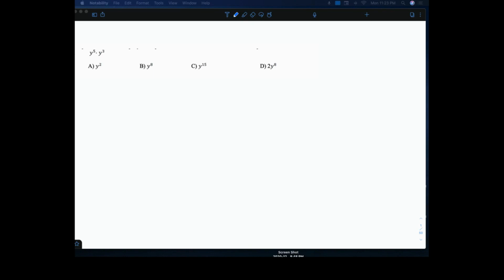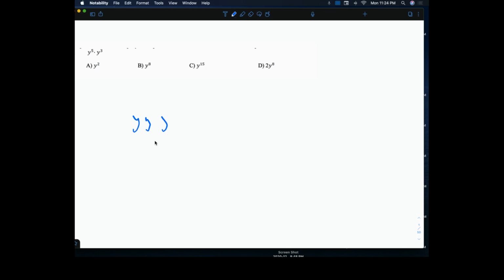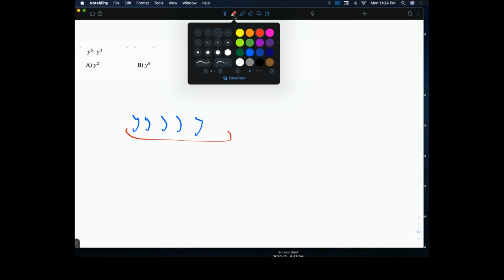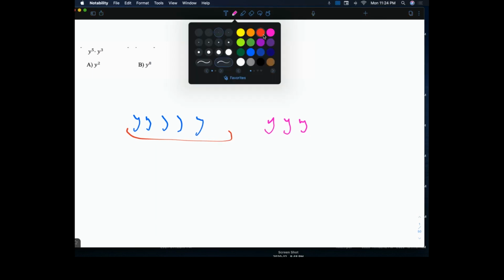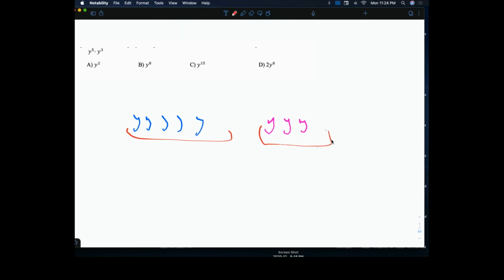So the first question, y to the fifth times y to the third. The first thing I want you to realize, if you don't see immediately what the answer is, what does y to the fifth mean? Y to the fifth means y times y times y times y times y. In other words, you have 5 of them, right? And then y to the third means you have 1, 2, 3 of these. So if you have 5 of these and 3 of these, how many do you have total?